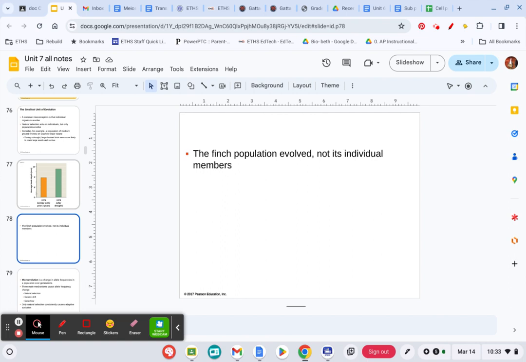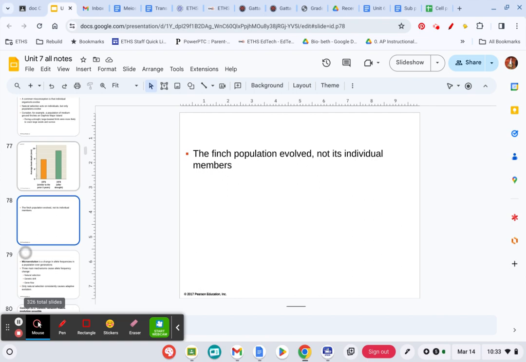Okay. So the finch, what evolved was not the finches themselves. Some of them died because they weren't able to crack those seeds, and some of them lived. But the next generation, then, the ones who tended to survive were the ones who had the deeper beak, and the population changed over the next few years.